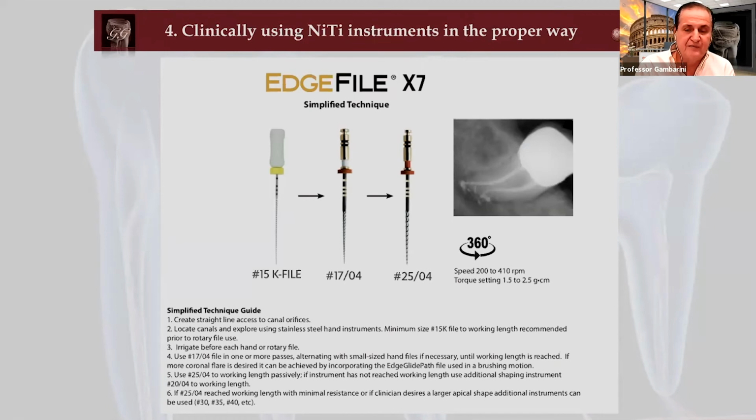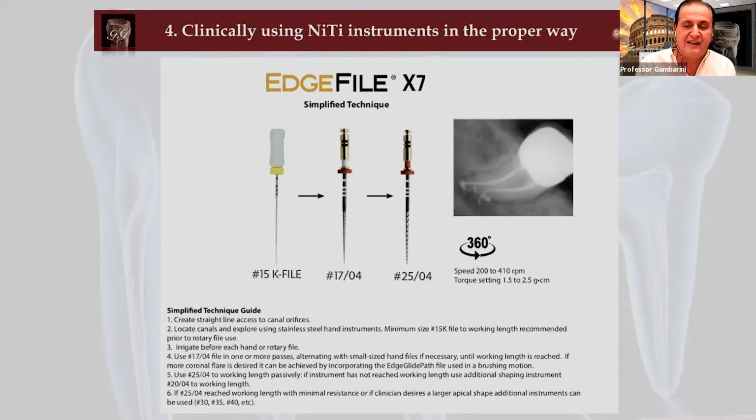And you have to do the glide path up to a 15K file. And then you use the X7 1704, which is a very interesting file because it's more flexible than the stainless steel. So it will reach the apex with not a lot of stress. So you have to use them very gently with Mimerachi if you want, or with a very gentle step-by-step approach. And after you reach the apex, you have to flare the canal. Because if you flare the canal, you make the life much easier and much less stressful for the 2504, which is the real shaping file.